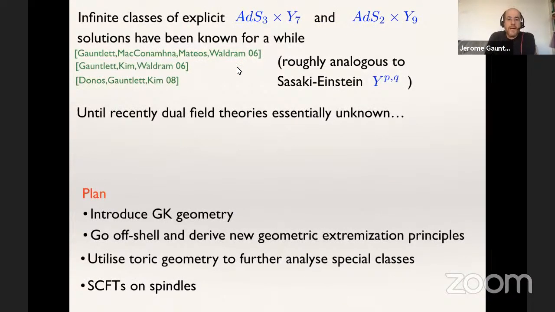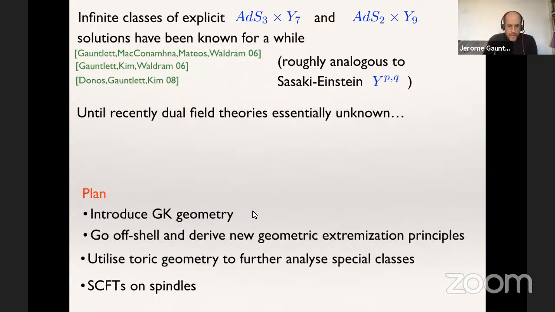So back 15 years ago, roughly 13, 14, 15 years ago, myself and collaborators constructed lots of examples of these. And for people who know a little bit about the history, these constructions were roughly the analog of the construction of Y^{p,q} Sasaki-Einstein metrics. So you actually could write down explicit solutions in closed form, everything in front of your eyes. But we didn't really know how to identify the dual field theories.